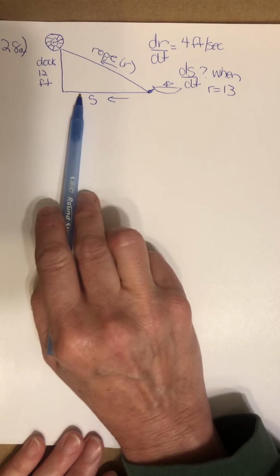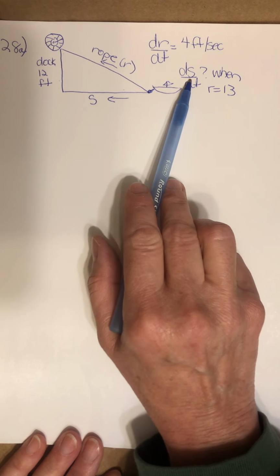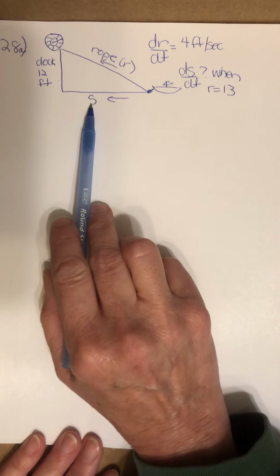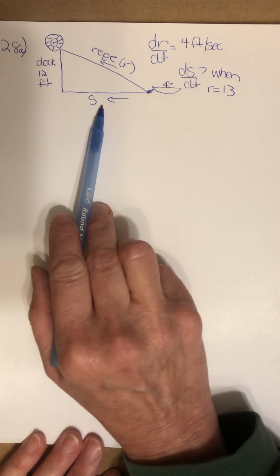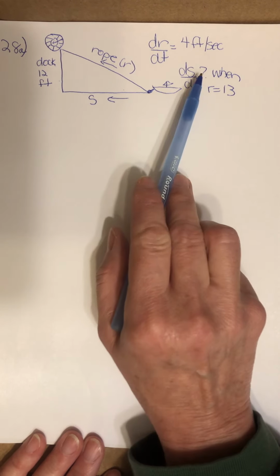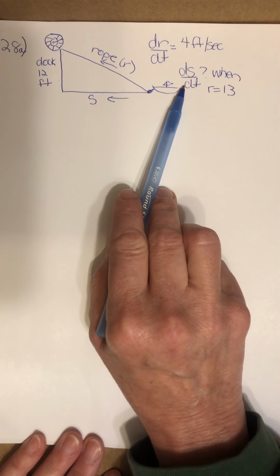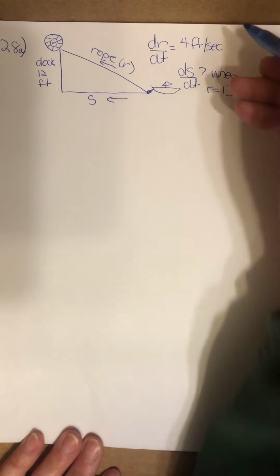And this distance is getting smaller. So they asked us for ds/dt, and I labeled this side s, that's the side that's changing, and they want to know how fast is the boat coming in when the rope is out 13 feet. So let's take a look.